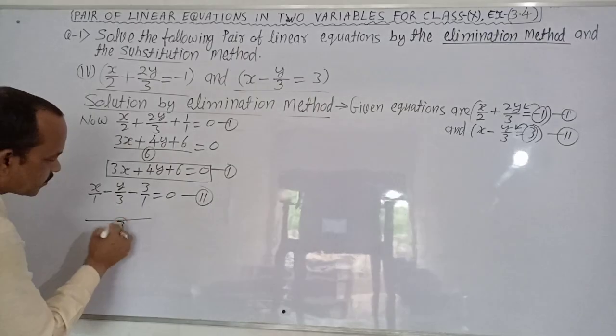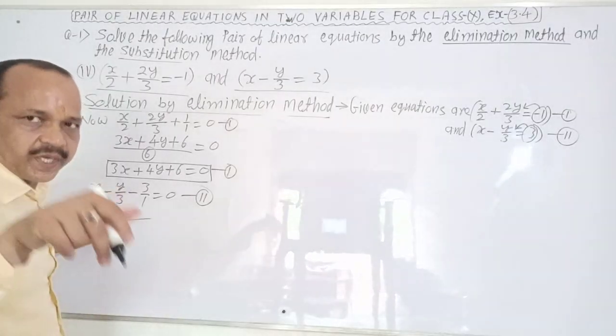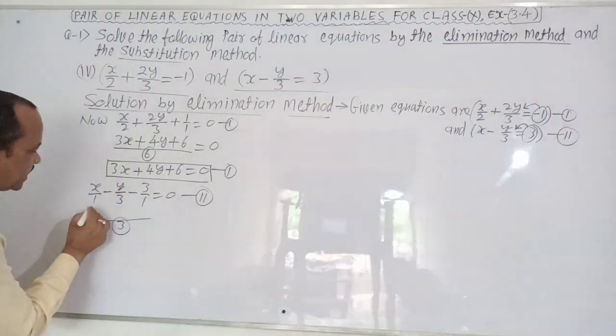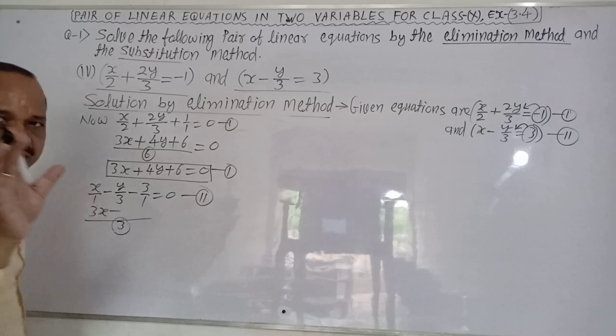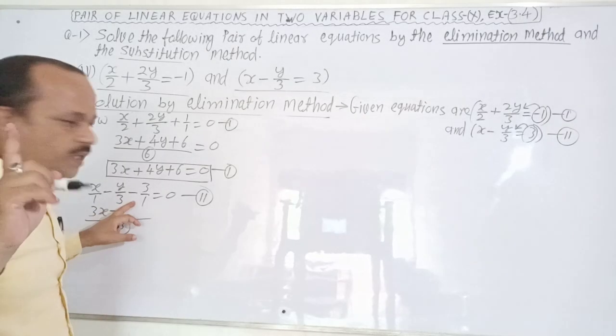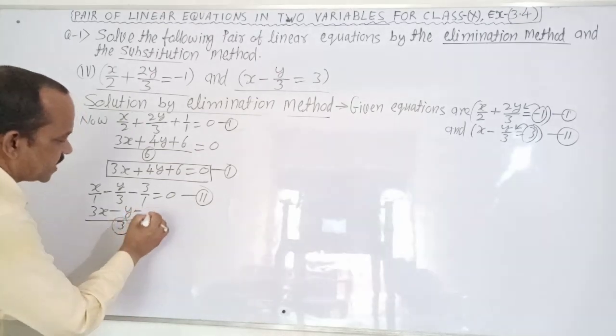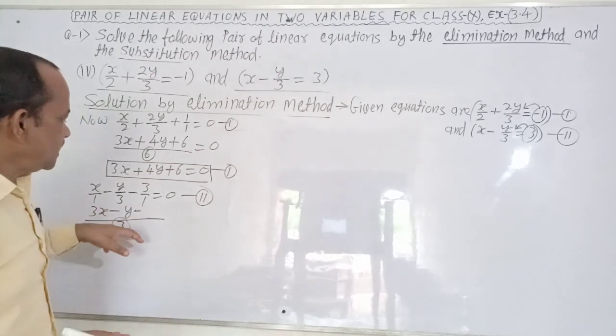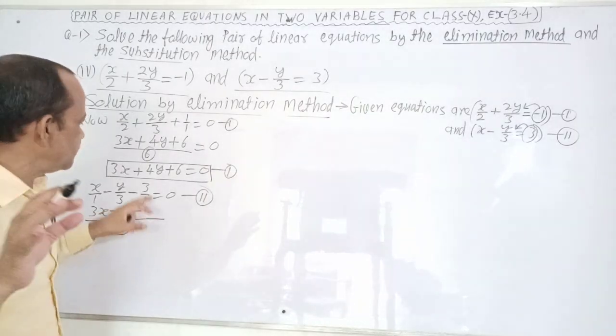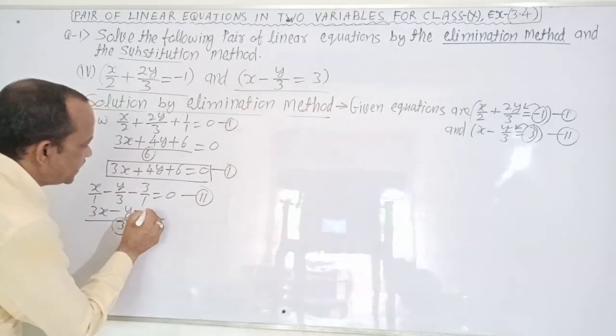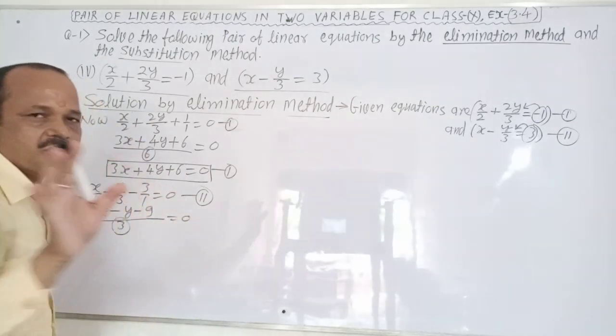3 divided by 1, you find 3. 3 multiply x, it becomes 3x. Minus 3 divided by 3, you find 1. 1 multiply y, it becomes y. Minus 3 divided by 1, you find 3. 3 multiply 3, it becomes minus 9 equal to 0.